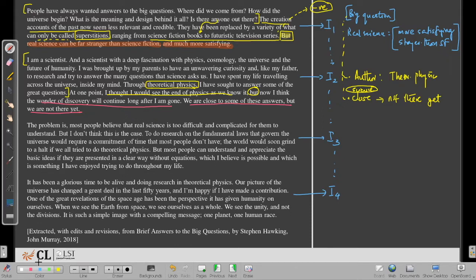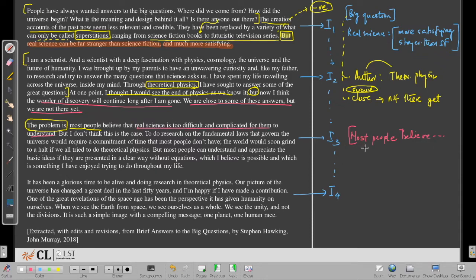Now in the next paragraph the author starts by talking about a problem. So what is the problem here? Why are people looking at things like science fiction and futuristic television series? The author is now saying that there is an issue. Most people believe, okay, what do they believe? That real science is too difficult and complicated for them to understand.